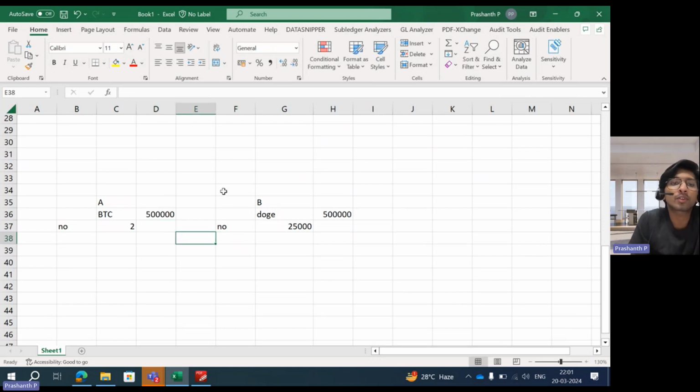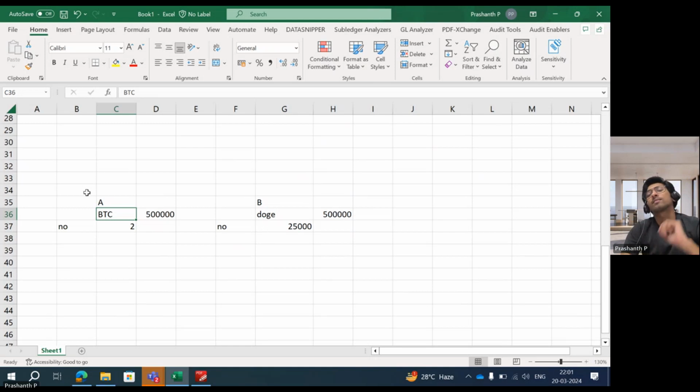Let's say Mr. A has 2 Bitcoins and Mr. B has 25,000 Dogecoins. The value of 2 Bitcoins is 5 lakh rupees. The value of 25,000 Dogecoins is 5 lakh rupees. Same. Let's say Mr. A and Mr. B are ready for an exchange. Mr. A is ready to give 2 Bitcoins to Mr. B, and Mr. B in exchange will give 25,000 Dogecoins to Mr. A. Right? Now, how will the TDS implications work over here?